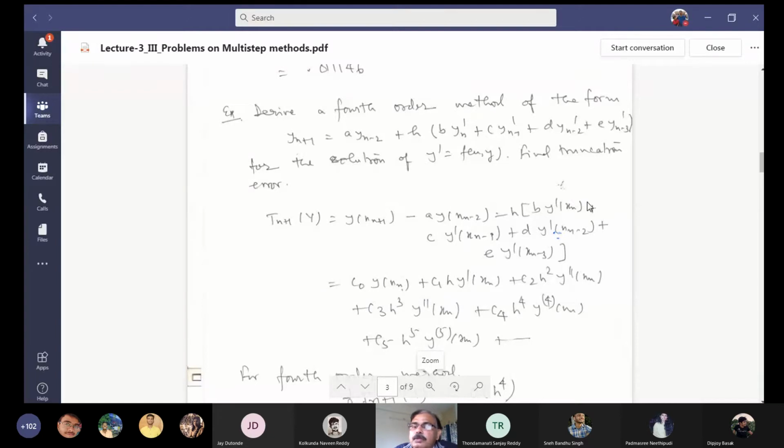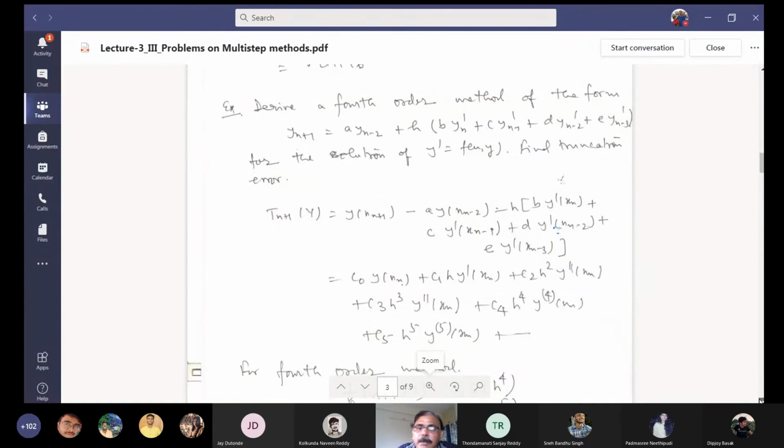Here you have h into those things, the slope part. Here you have to write one less order, up to order h cube, and h to power 4 will go to the local truncation error. Is that clear? Yes, now I got it. No, wait. C naught is the coefficient of y(x_n), C1 is the coefficient of h into y'(x_n), C2 is the coefficient of h squared times that, and C3, C4, C5 and so on. Is that clear? Now, you compare the coefficients.